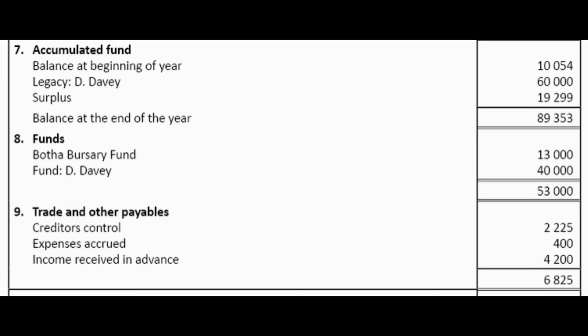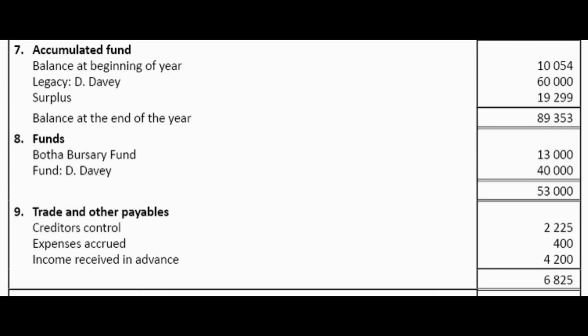There was a payment or a posting from your cash book to that account. So if you look at the creditors account, that was the balance in that account, 225. Expenses accrued, that was for that honorarium of 400 Rand. So if you open that expenses accrued account, you would know that that was the total in that account. Income received in advance was, let me just see, 4,200.